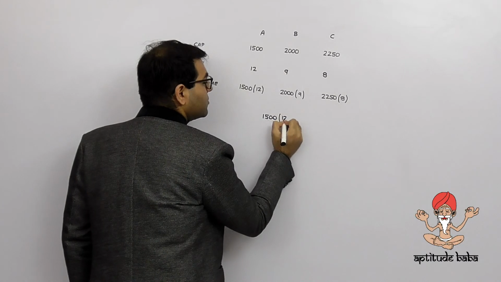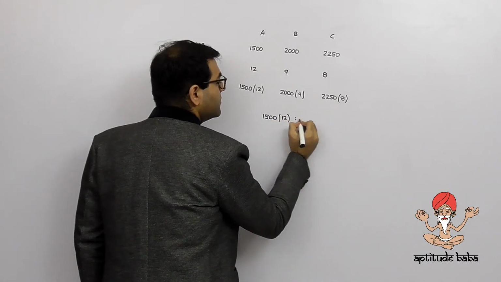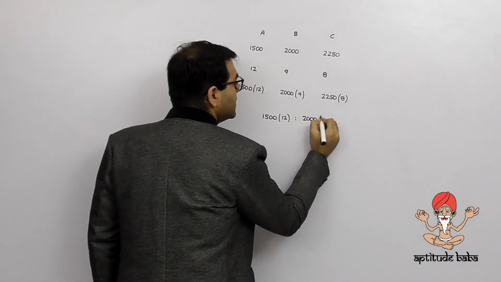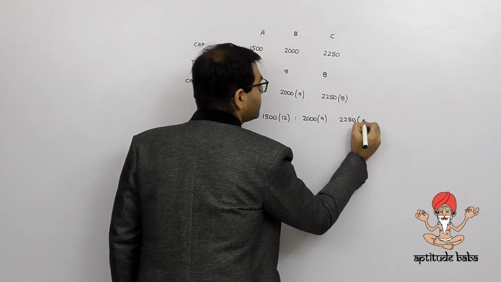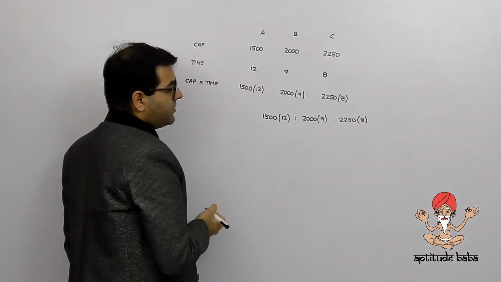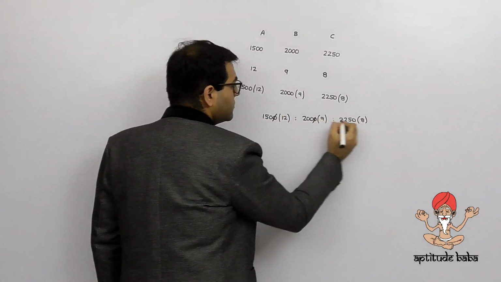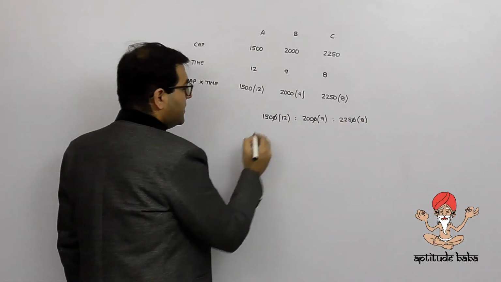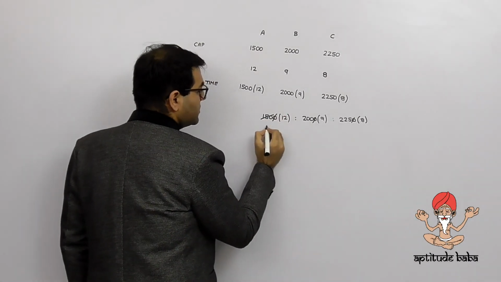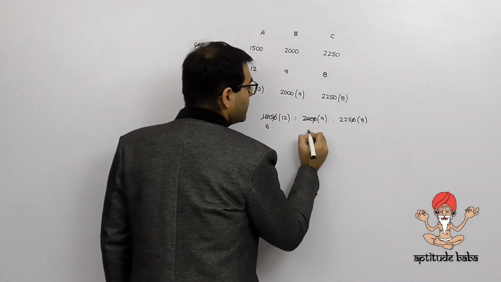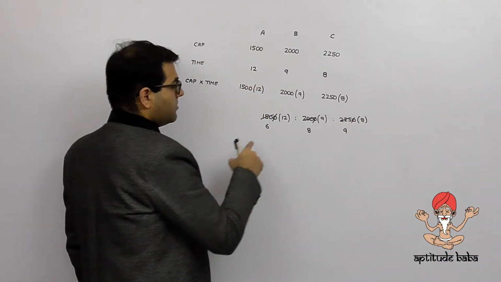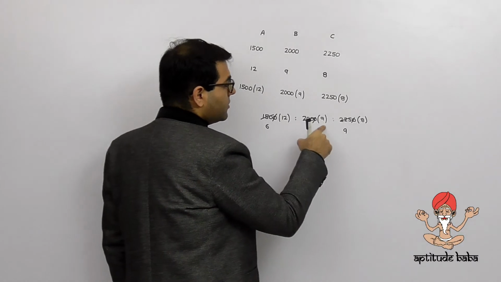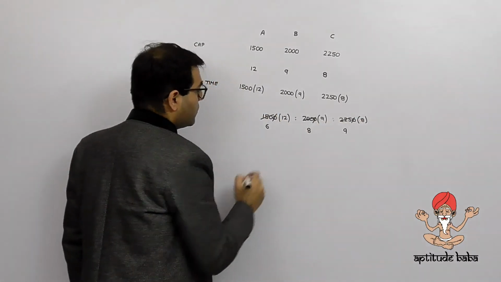So the ratio that I am going to find out is 1500 into 12 is to 2000 into 9 is to 2250 into 8. इस रेशियो को सिंप्लीफाई करते हैं. सबसे पहले तो जीरो कैंसिल होता है. नेक्स्ट स्टेप में 25 कैंसिल हो सकता है. सो दिस इज 25 टाइम्स 6, दिस इज 25 टाइम्स 8, दिस इज 25 टाइम्स 9. So what I'm left with is 6 into 12, 8 into 9, 9 into 8. A 4 also gets cancelled out.